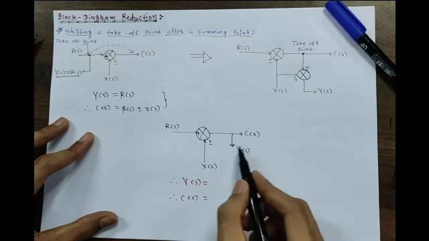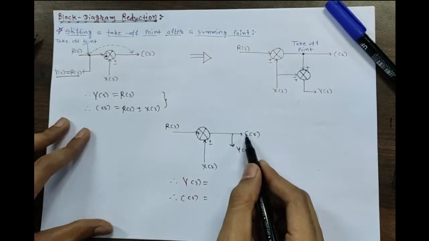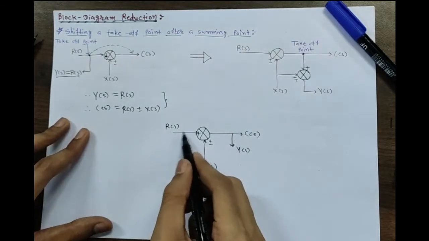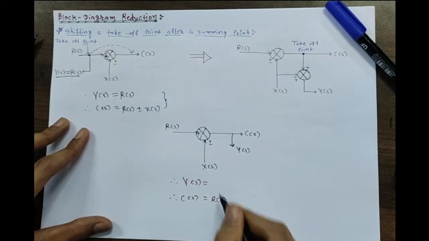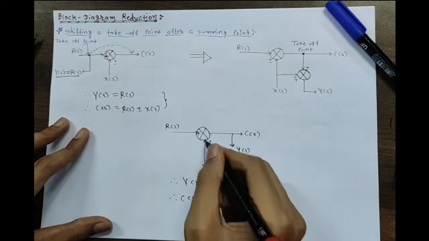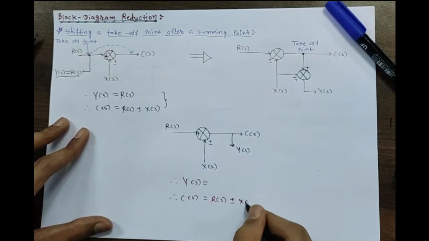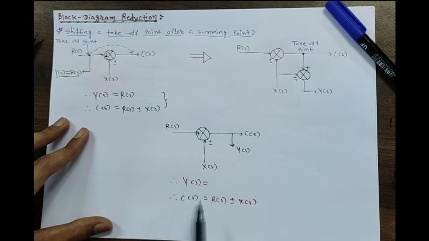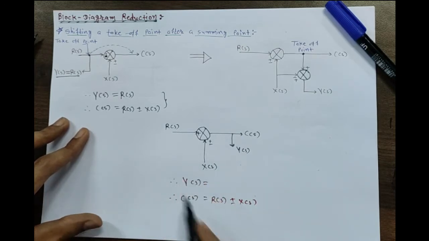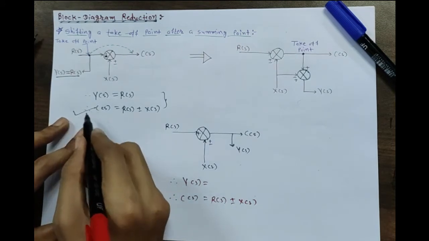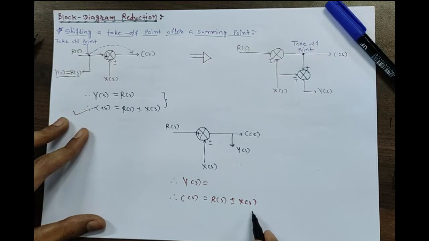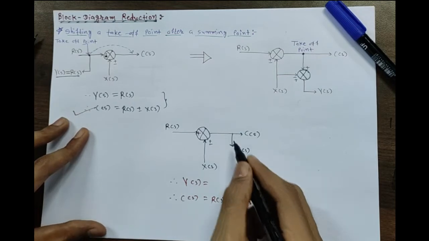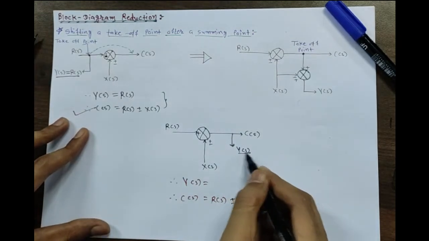So here you can see what c of s is. c of s is nothing but the signal coming in, that is r of s, and another signal, that is x of s. So c of s is equal to r of s plus or minus x of s. You can see previously that your c of s is r of s plus or minus x of s. That is the same right here. But now, what will be the y of s?